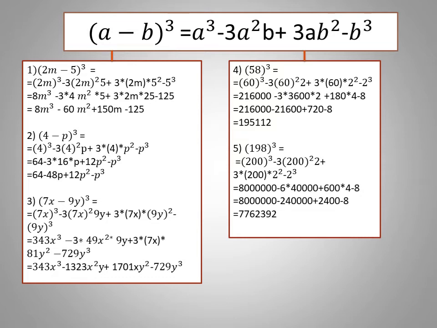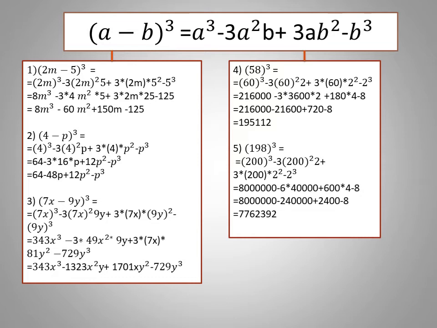Then 64 minus 16 3s are 48p plus 12p square minus p cube is the expansion of this bracket. Sum number 3, (7x minus 9y) raised to 3. Here A value is 7x and B value is 9y. Then (7x) raised to 3 minus 3 into (7x) raised to 2 into 9y plus 3 into 7x into (9y) square minus (9y) cube.